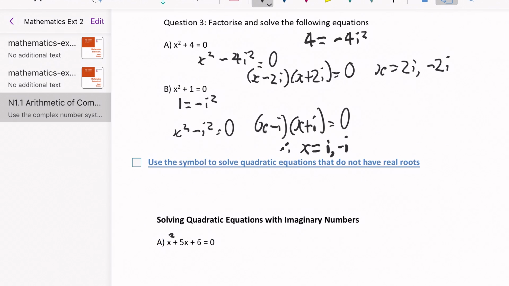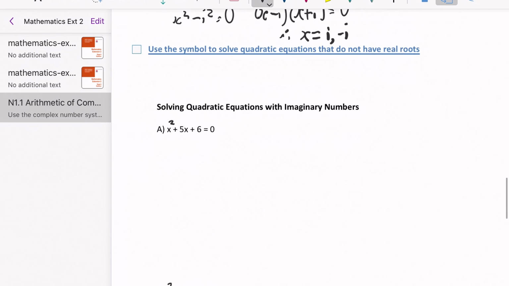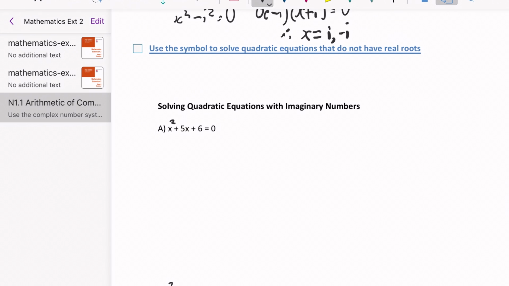Now the third part is to use the symbol to solve quadratic equations that do not have real roots. Well, now that we've defined the imaginary unit, we can go back to work which we have done in younger years involving quadratic equations. So let's look at this equation. We've got x squared plus 5x plus 6.